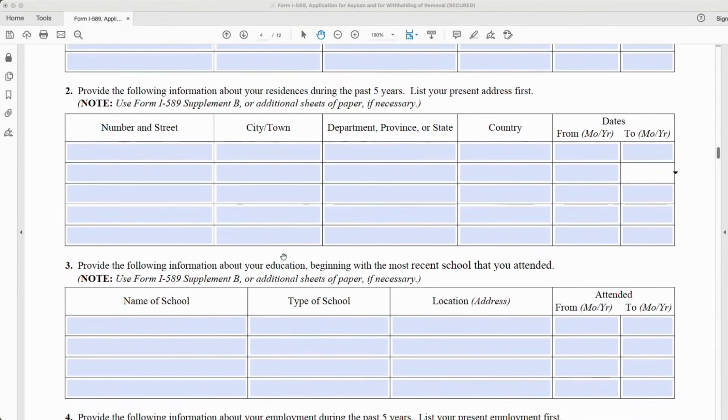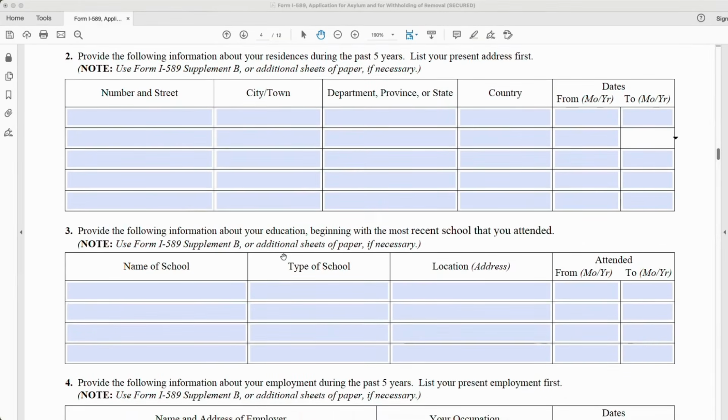In question 2, write all of the addresses where you have lived over the last 5 years. Start with the address where you currently live at the top. Then, on the next line, write the address where you lived before that, and underneath, the address where you lived before that. For each address, again, write the date you started living there and the date you left there. Once you go back 5 years, you can stop.